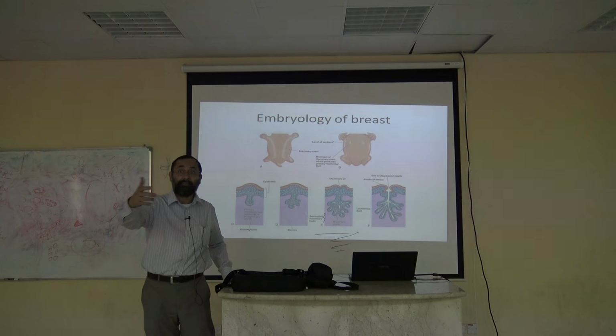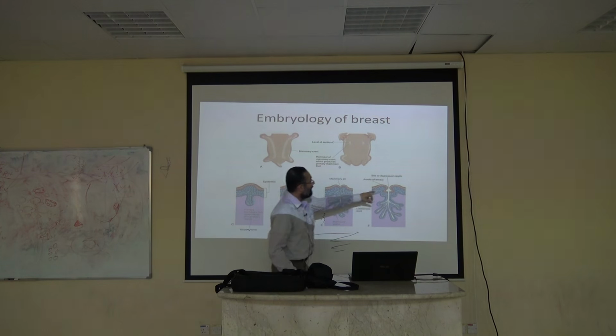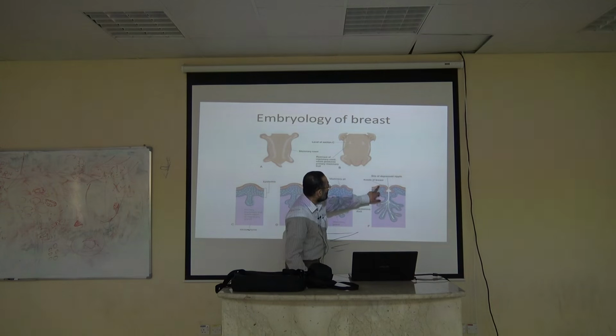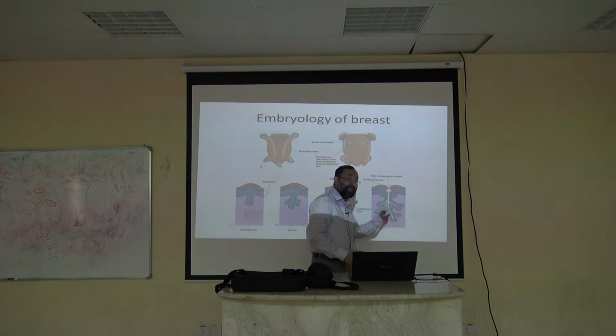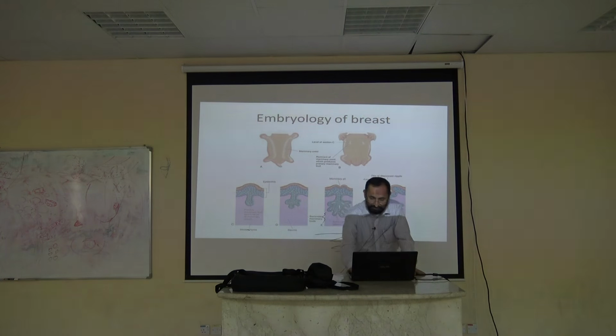Developmentally, you have two things. From the surface, you have the invagination which is coming, and this is developing. Some of the part, look at the areola and the nipple structure, is coming from the surface ectoderm. And the rest of the part, the glandular epithelium and the ductal system, is coming from the mesoderm. So it is a perfect combination of ectoderm and mesoderm that we have.